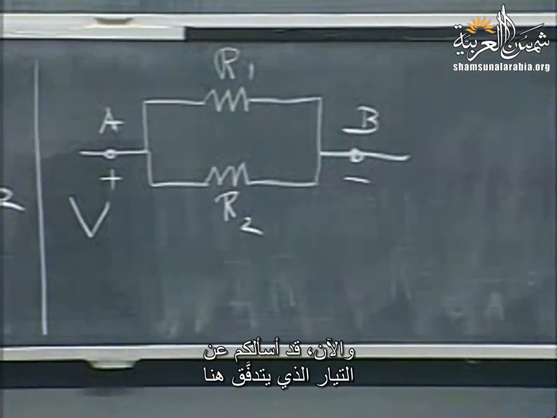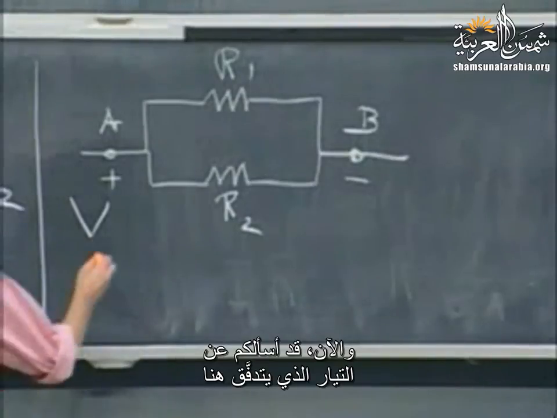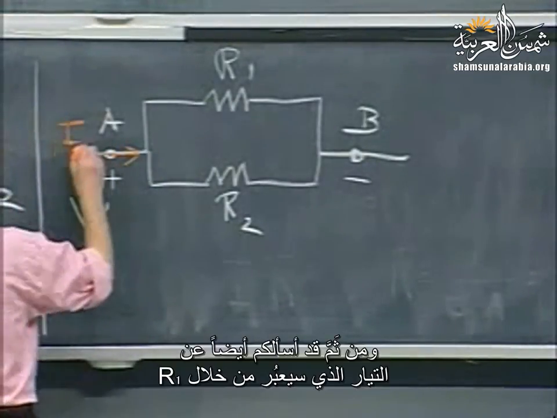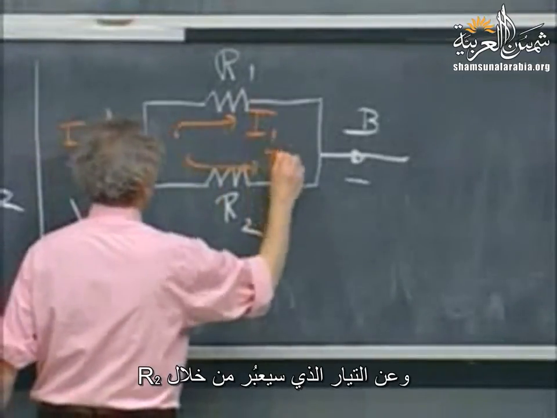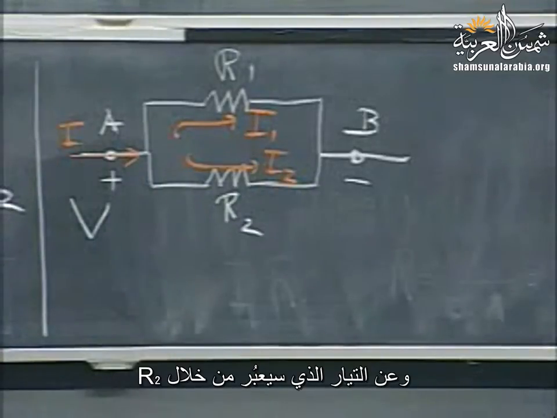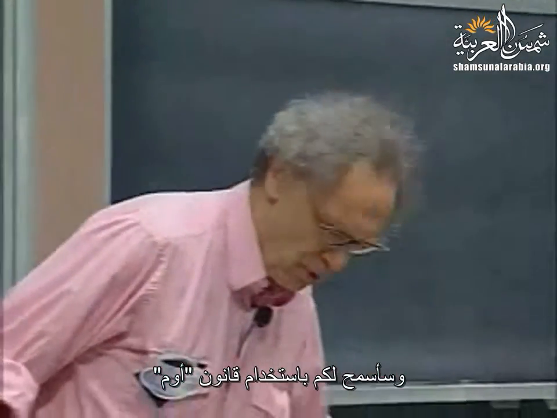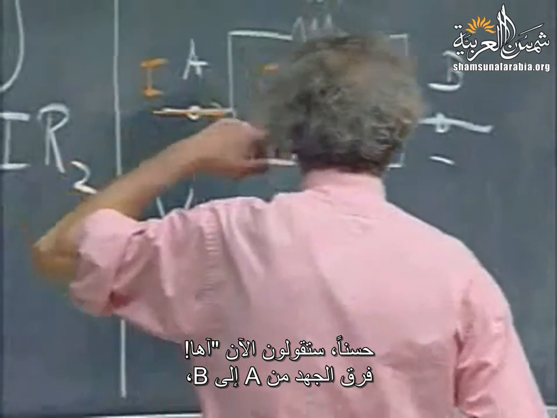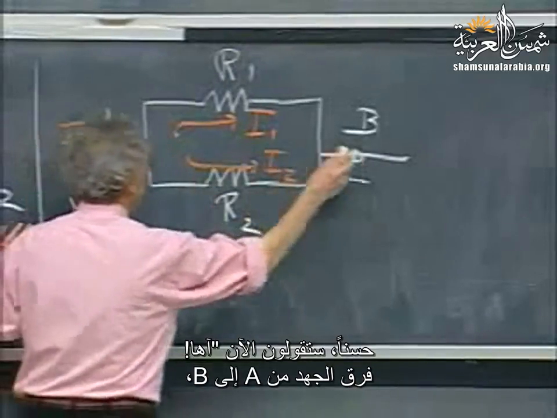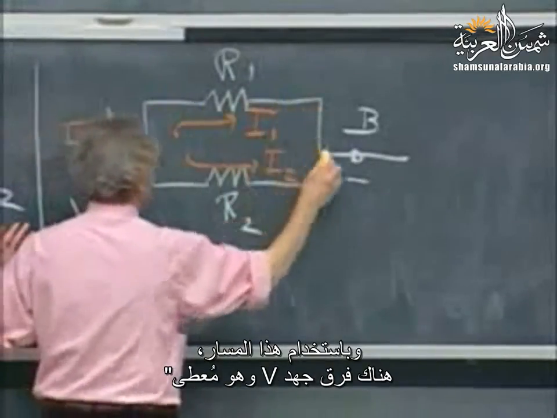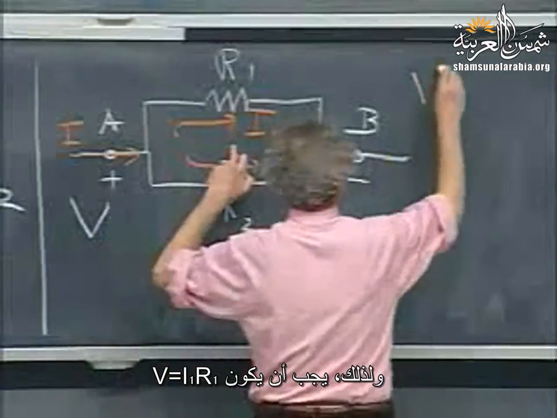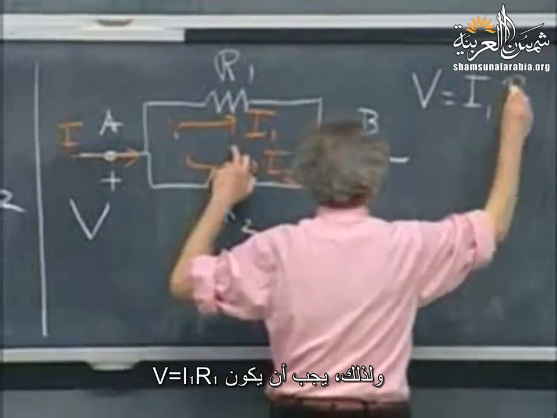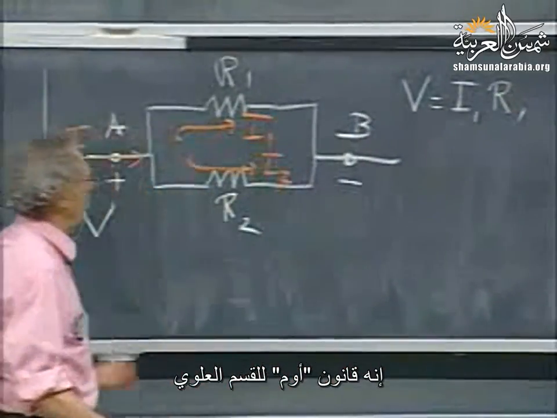And now I could ask you, what now is the current that will flow here? And then I can also ask you, what is the current that would go through resistor 1, and what is the current that could go through resistor 2? And I would allow you to use Ohm's law. So now you say, aha, the potential difference from A to B going this route, that potential difference is V, that's a given. So V must now be I1 times R1. That's Ohm's law for this upper branch.